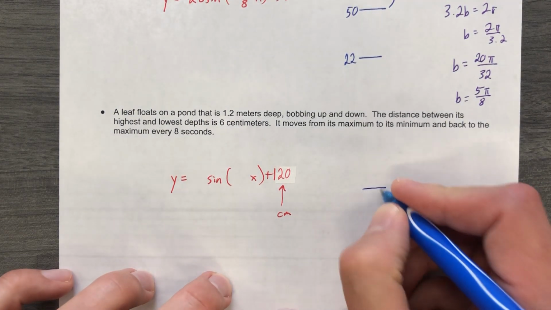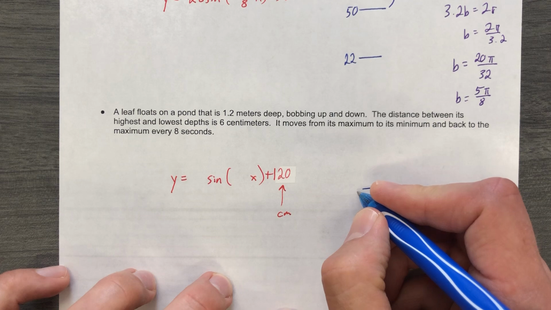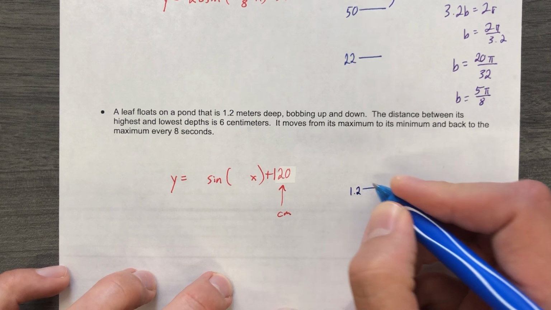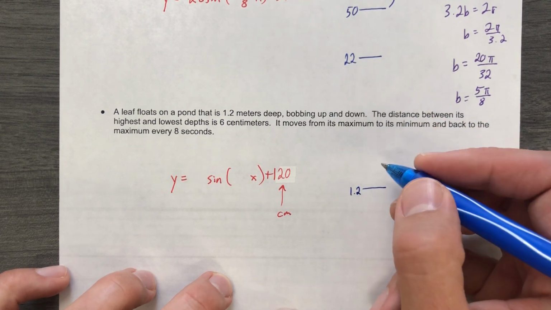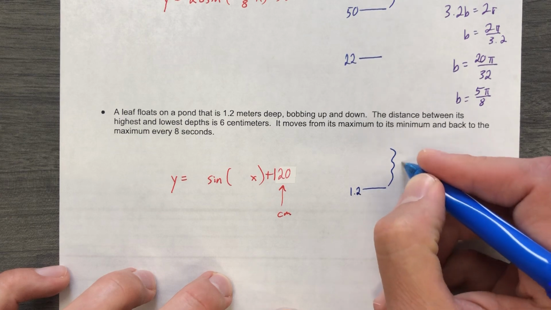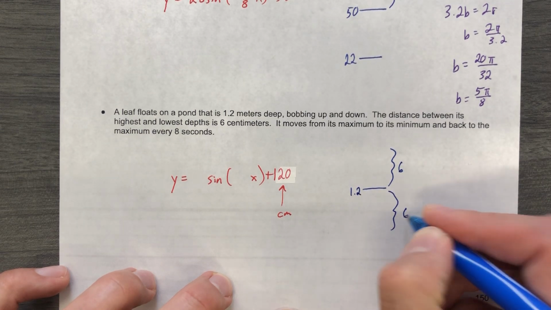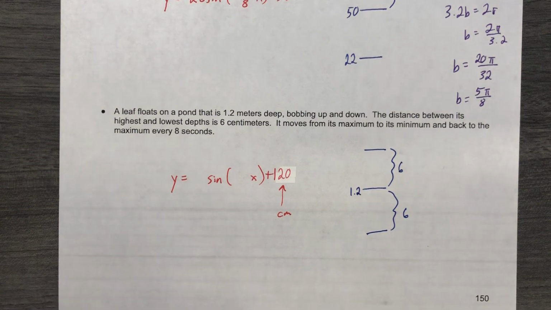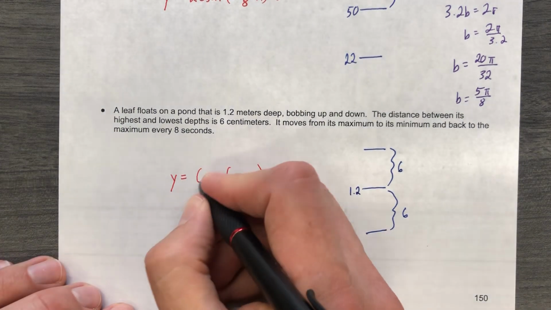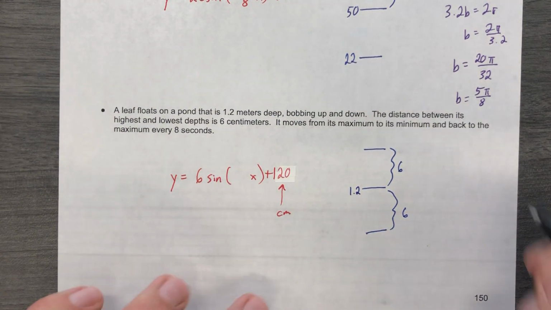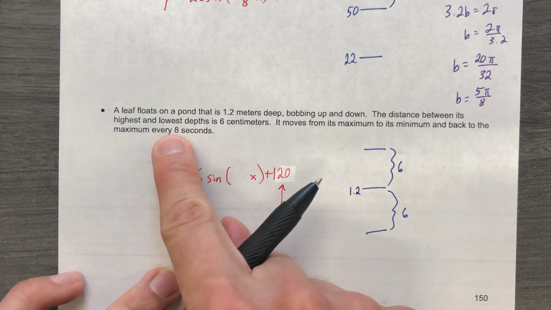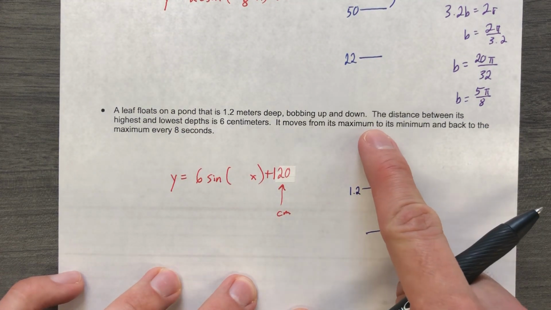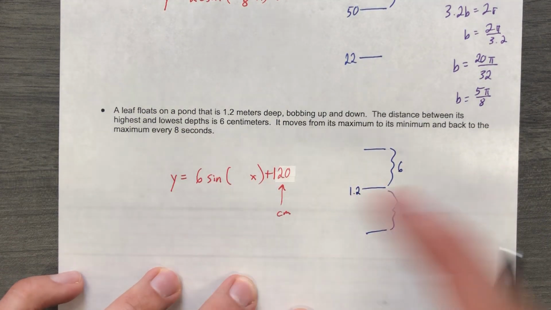Okay, so let's draw this little thing. So we have 1.2. And the distance between its highest and lowest depths is 6. Oh, they gave us the amplitude. Well, how convenient. We don't even need to know the other numbers. That's it? Okay. So 6. And we do need to know the period, which they told us. It moves from its maximum to its minimum and back to the maximum every 8 seconds.